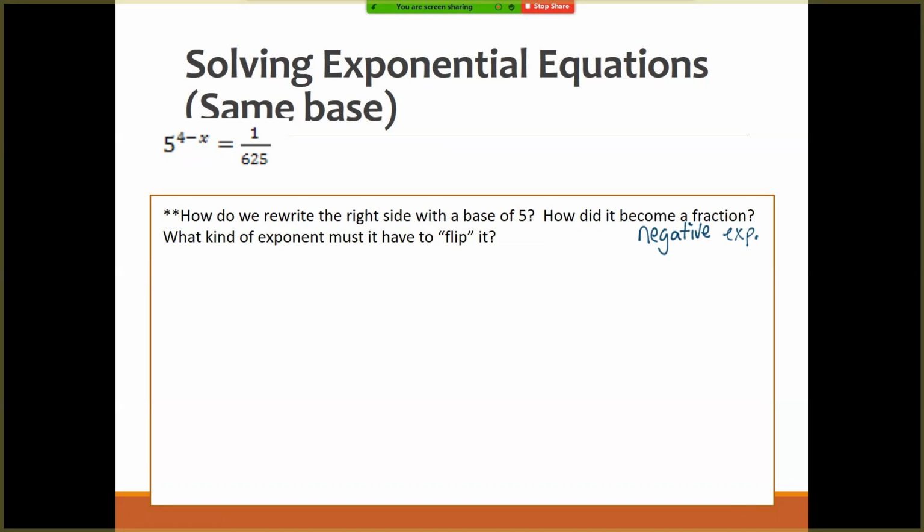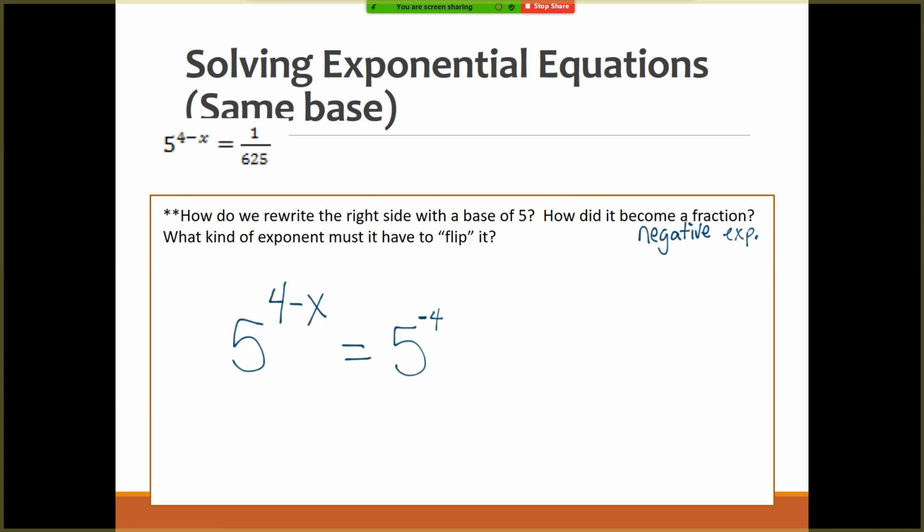We want to figure out what kind of exponent it would take to flip it. Well, we know it's got to be negative, but we really need 5 to the what power will give us 625. So 5 to the 4 is 625. Since it's in the fraction, we're making it a -4. If you don't believe me, take 1 divided by 625, and then take 5 to the -4th power, and it's going to give you the exact same thing both times.